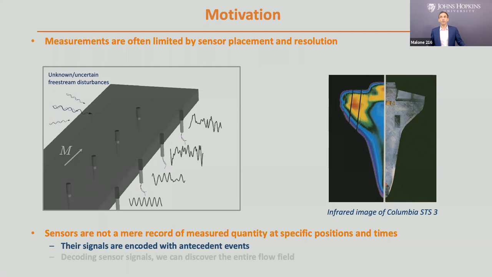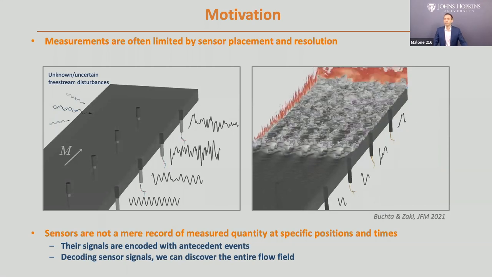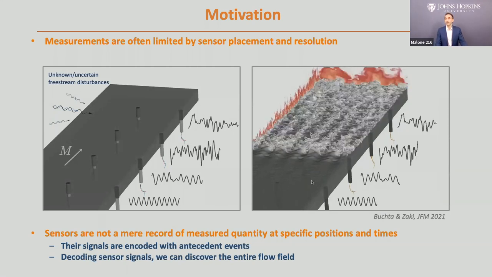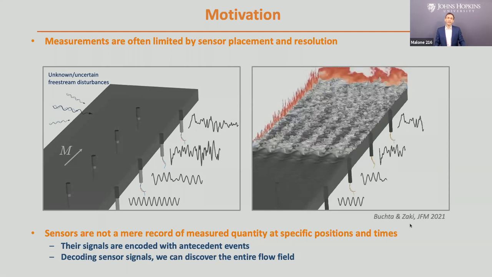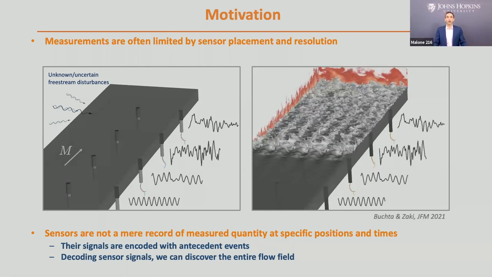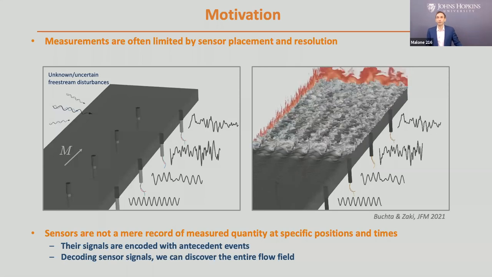What we're interested in is how you take the sensor data and recognize that we're not just measuring the local pressure at this location at this point in time, but rather we have an encoding of the previous flow events. If you can decode the sensor data, you can discover the antecedent flow events that led to these measurements. In fact, we've done exactly that for PCB sensors in high-speed boundary layers, and we were able to predict the entire flow field that generated these measurements. This paper has been accepted to be published in JFM recently. Basically the philosophy is that you solve an optimization problem: you try to identify the flow condition that optimally reproduced the sensor data.